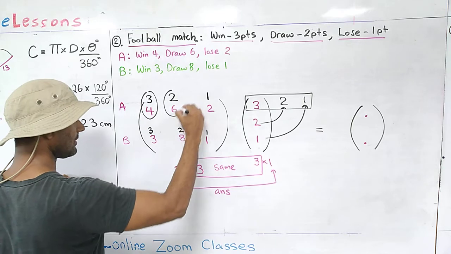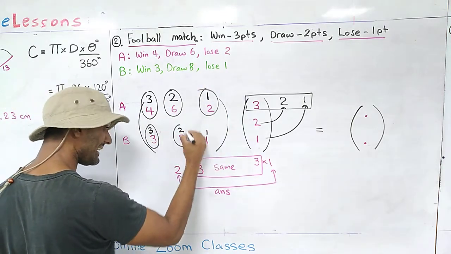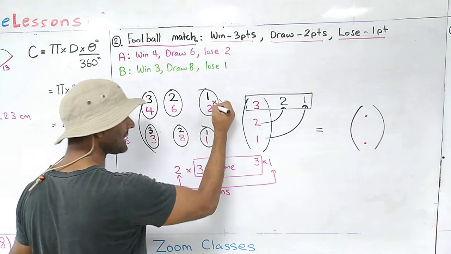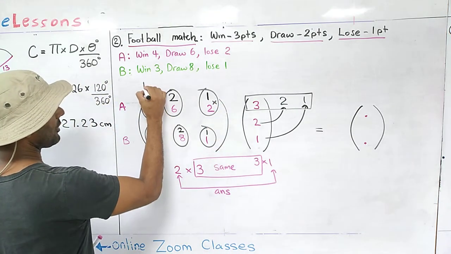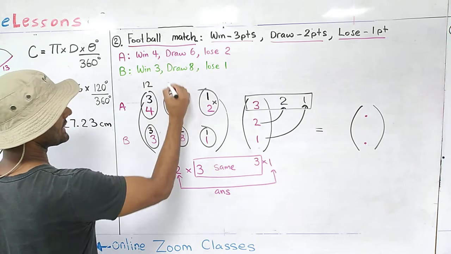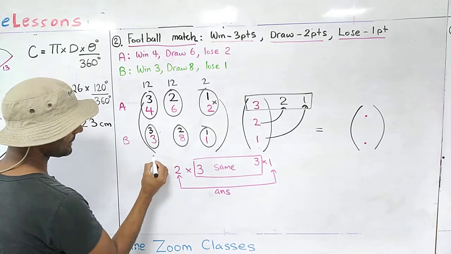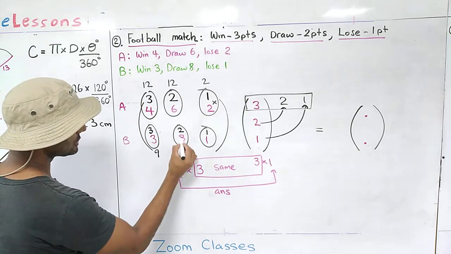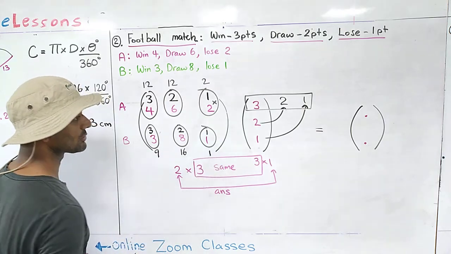Each pair of numbers, you're going to multiply them. So I just put 1 multiply, but we're multiplying all of them. 3 by 4 is 12, 2 by 6 is 12, 1 by 2 is 2. 3 multiplied by 3 is 9, 2 by 8 is 16, 1 multiplied by 1 is 1.